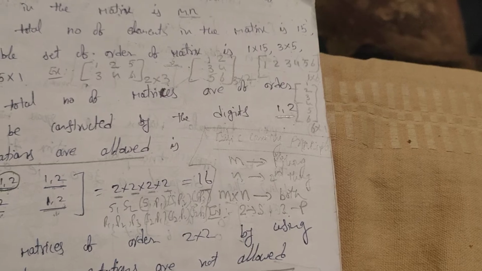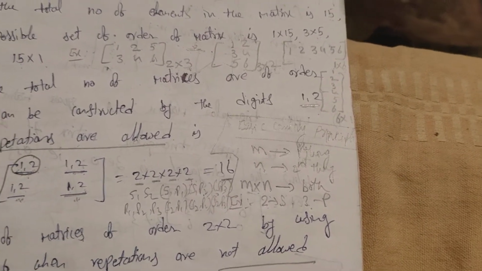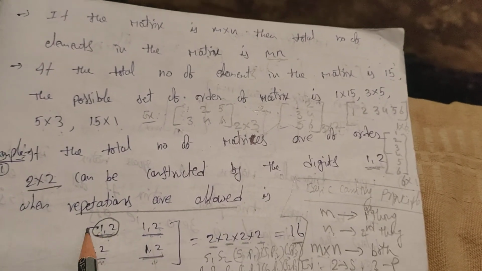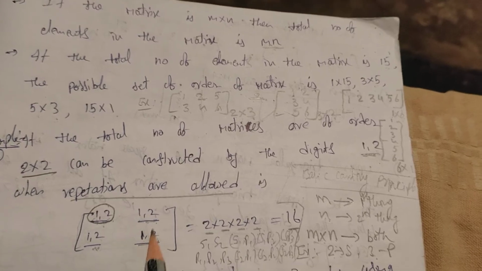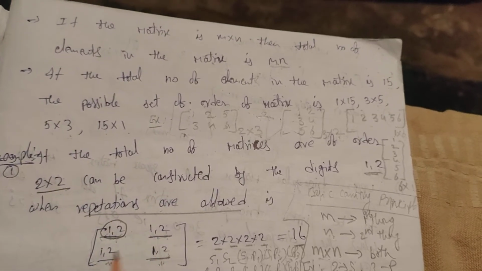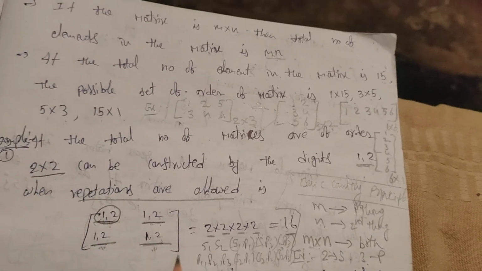That gives the total answer for the total work. So this is called the basic counting principle. See here, with that basic counting principle, we have to arrange a 2 by 2 matrix. For this 2 by 2 matrix, there are 4 entries. So this is the total work.